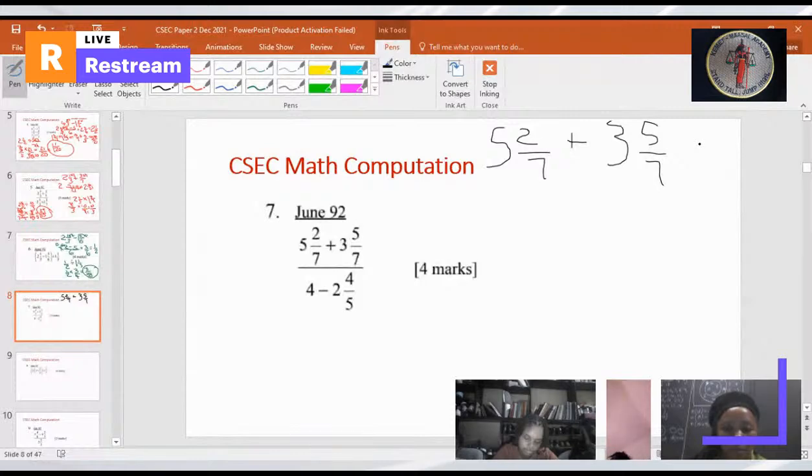Miss, I would add the whole numbers. So the whole number 5 plus 3 gives 8.